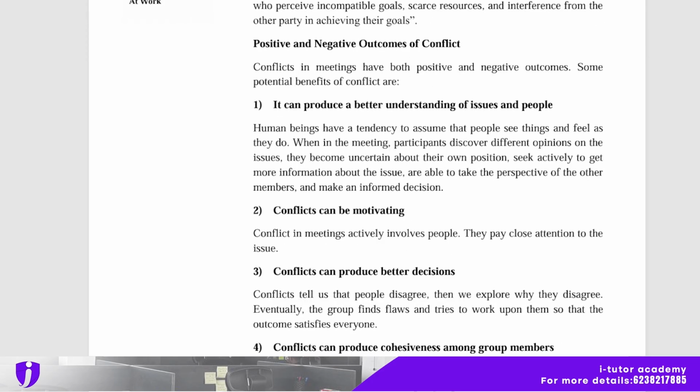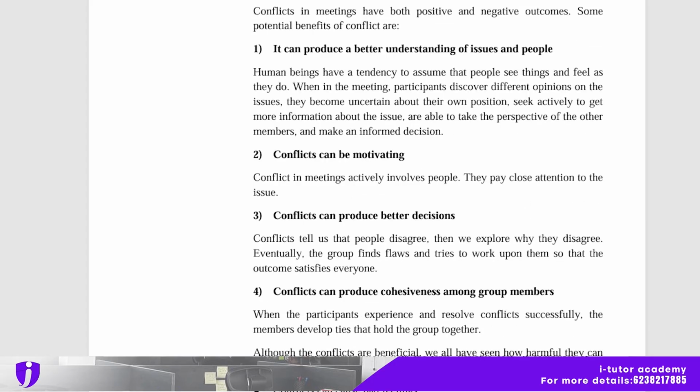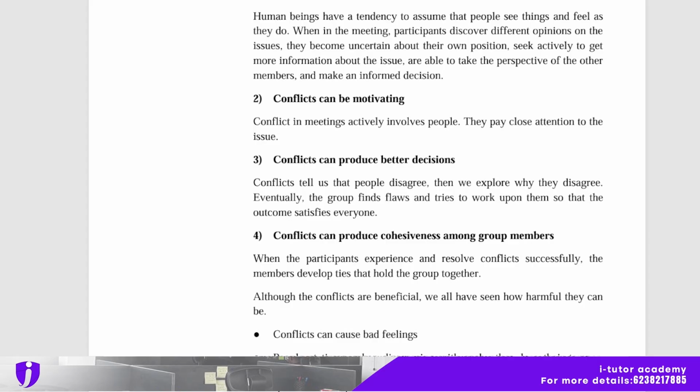Positive and negative outcomes of conflict. Conflicts in meetings have both positive and negative outcomes. Some potential benefits of conflict are that it can produce a better understanding of issues and people. Human beings have a tendency to assume that people see things and feel as they do. And when in the meeting the participants discover different opinions on the issues, they become uncertain about their own position, seek actively to get more information about the issue, are able to take the perspective of the other member, and make an informed decision.